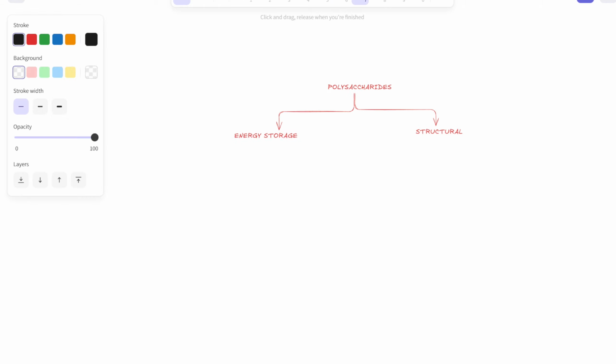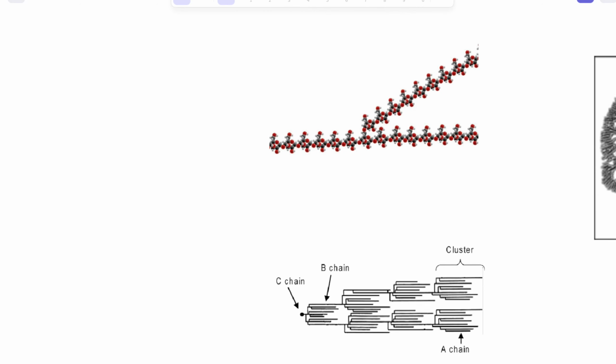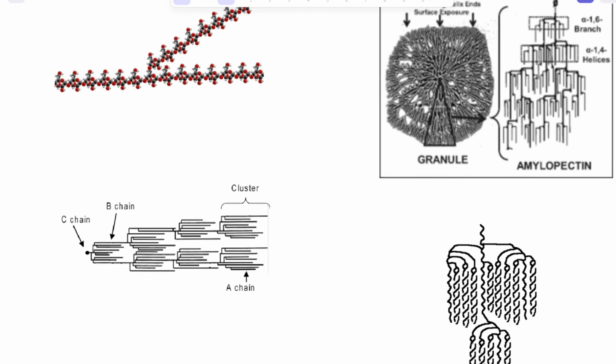Now these are designed for compact, efficient storage and rapid mobilization of glucose. The first one is starch, which is present in plants. This is the primary energy reserve in them, and it is the staple of our rotis, chawal, and aloo. It exists in two forms, amylose and amylopectin. Amylose is a linear polymer linked by alpha 1,4 glycosidic bonds. It forms a helical structure like a coiled spring.